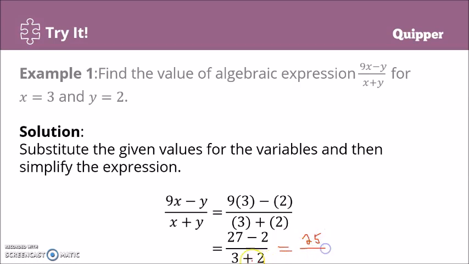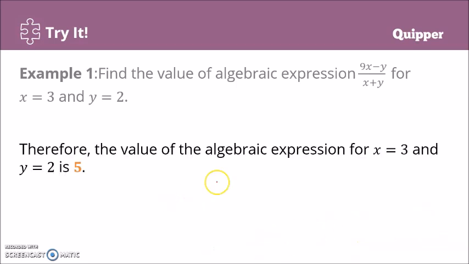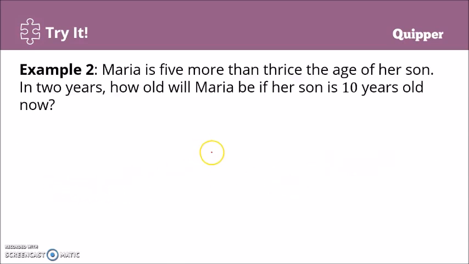Alright, over 3 plus 2 is 5. So, 25 divided by 5, and that is equal to 5. Therefore, the value of the expression when x equals 3 and y equals 2 is 5. Ayan siya, oh. Okay. Therefore, the value of the algebraic expression for x equals 3 and y equals 2 is 5. Alright? Let's have another example.